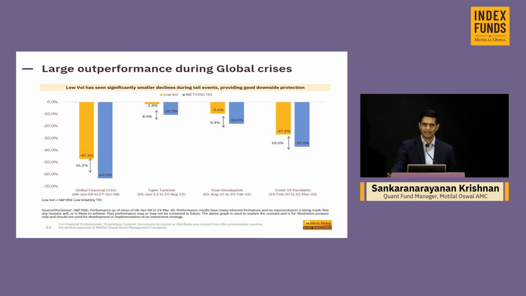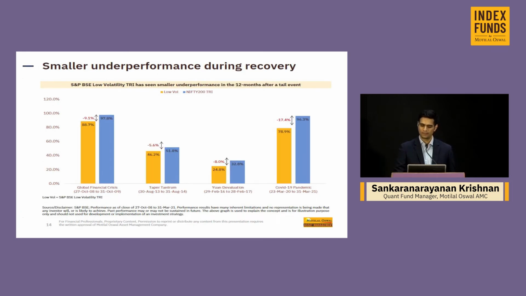We looked at the last 4 major crisis periods over the last 15 years, which are the global financial crisis of 08, the taper tantrum in 13, the yuan devaluation in 16, and most recently COVID, 2020. Every single period, the low volatility strategy has done better than the benchmark.